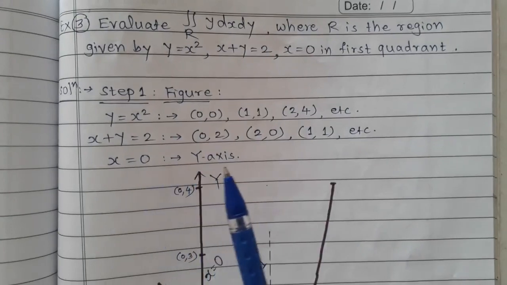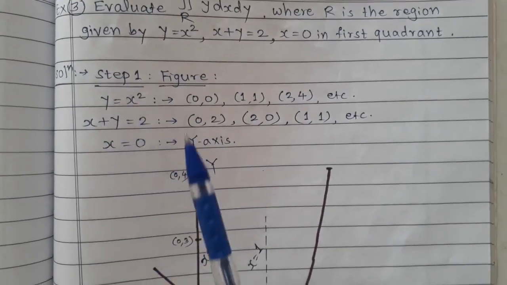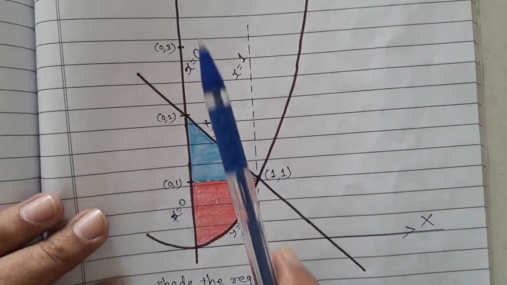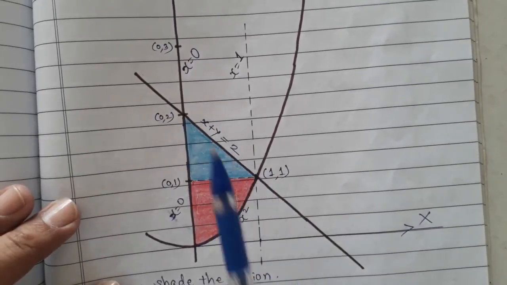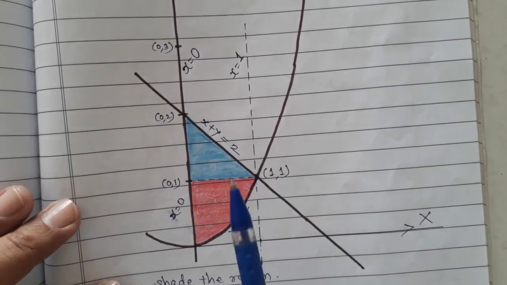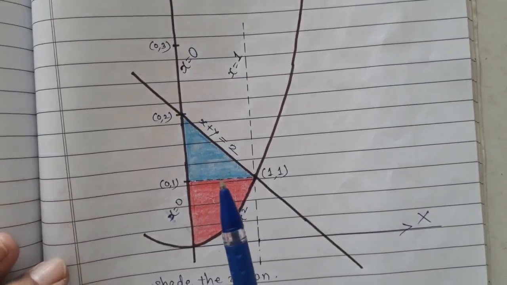x equal to 0 is nothing but the y axis. So all three we have, now we will plot them. The region will look like this: x plus y equal to 2, x equal to 0, and y equal to x square between them. But I have shaded the region in two colors.